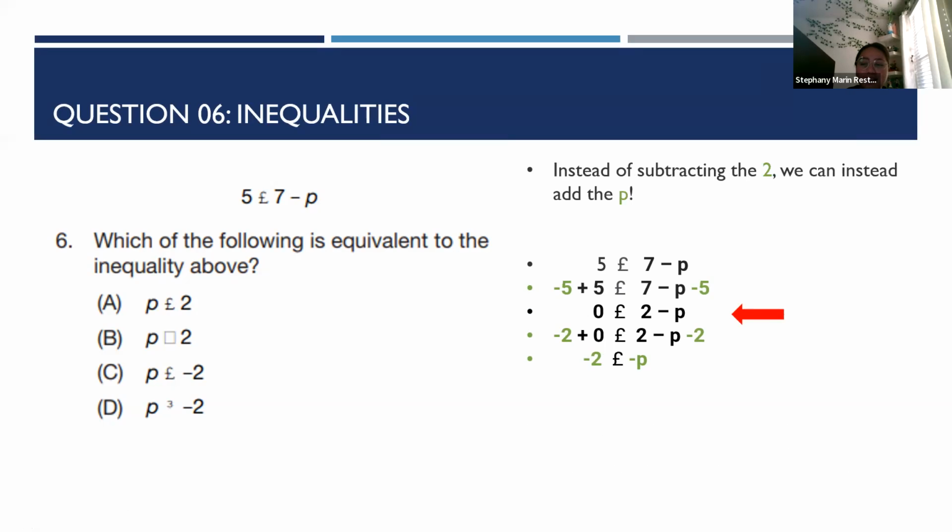Okay, well, you can add the P, and that should give you P British pound sign 2. That way, if you look over to the answers, that's A.